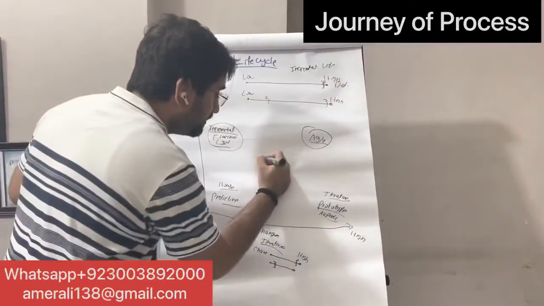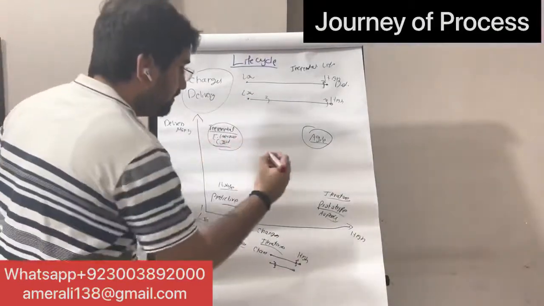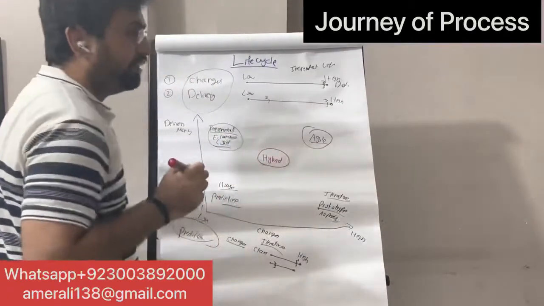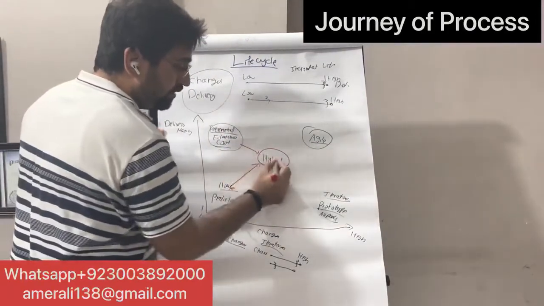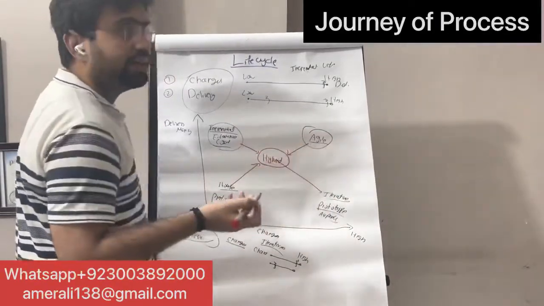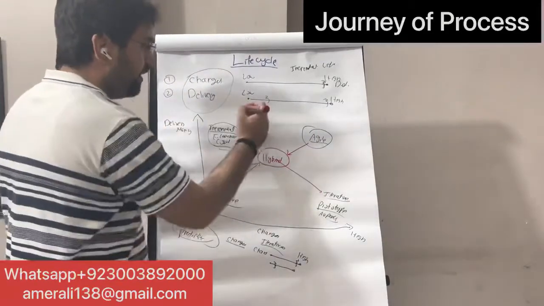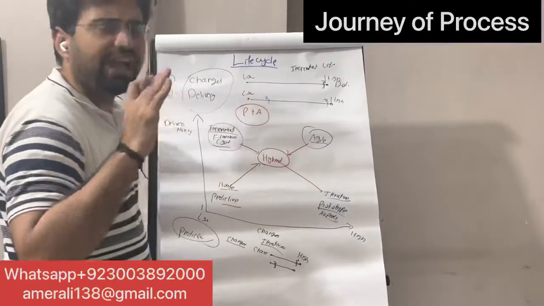In between this, there is a word, let me use the red marker, hybrid. There is a word of hybrid life cycle. Now hybrid can be a combination of any of these. Agile itself is a hybrid. It's a combination of iterative and incremental. And normally we have a combination of predictive plus agile, then hybrid. It can be in any way.